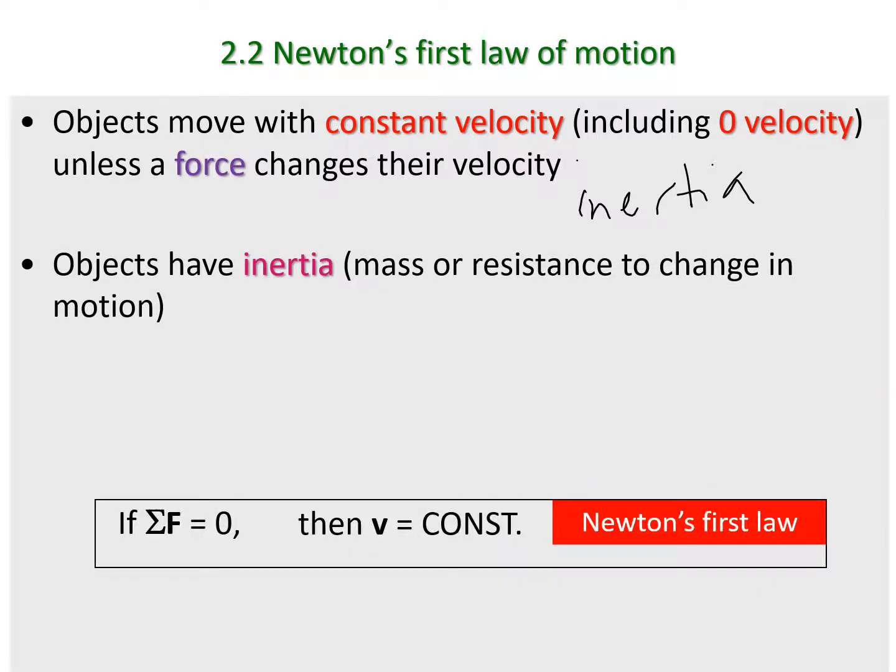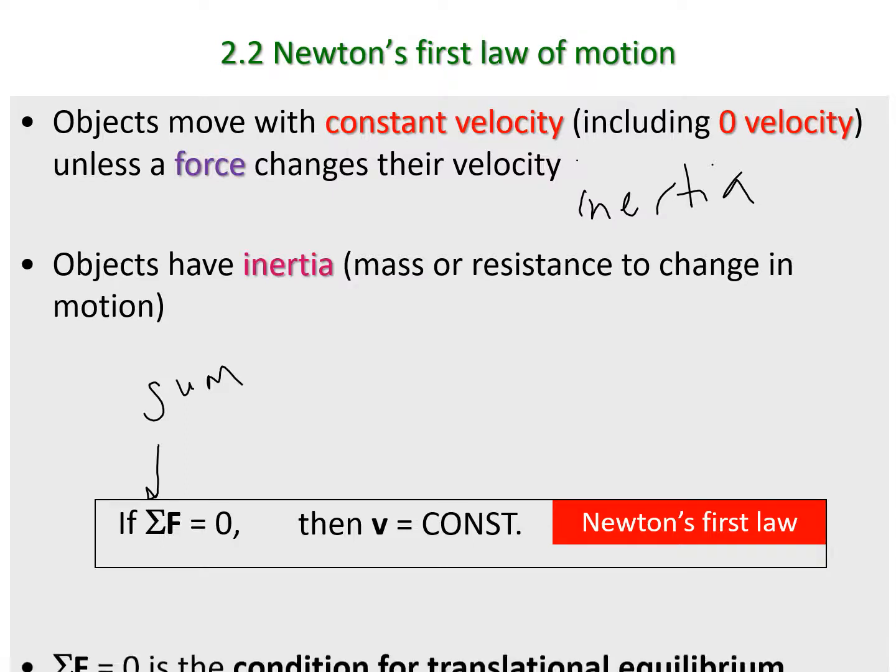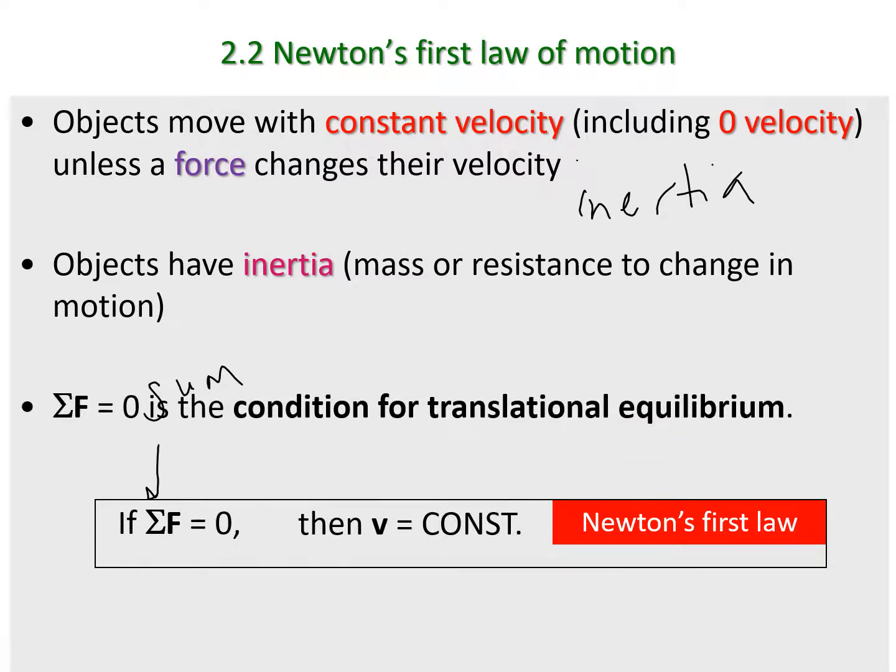So if the sum, that's what that sigma is, sigma means sum, of all the forces acting on that object is zero, then the velocity is constant. An object traveling constantly at 2 meters per second has a net force of 0. An object moving at 0 meters per second has a net force of 0. Constant velocity and no velocity are the same according to Newton's first law.